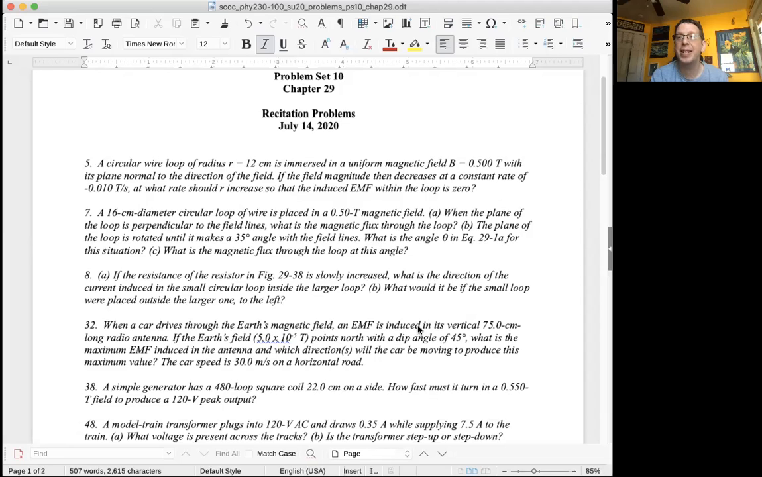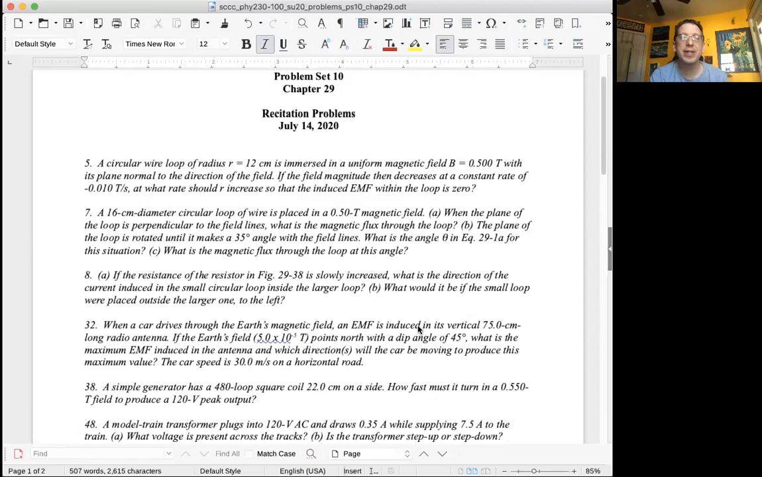So remember, theta is the angle that the magnetic field makes with a line that's perpendicular to the plane of the loop. And so what is the magnetic flux through the loop at this angle? Once you figure out theta, that's pretty straightforward. Then we move on to number 8.